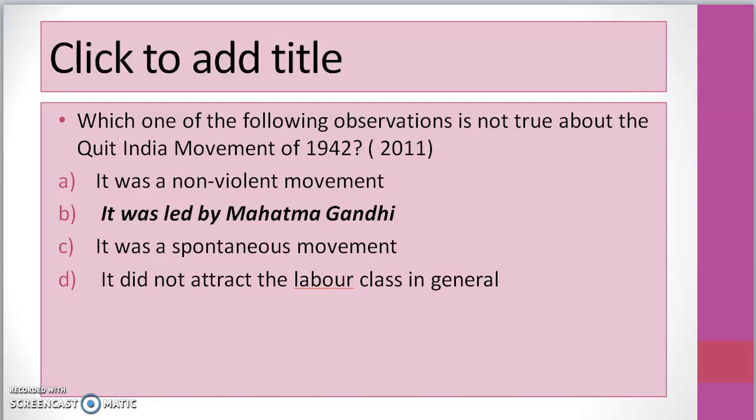A very important point regarding the second phase is the formation of national or parallel governments, and this is very, very important. For example, in Balia, parallel government was formed by Chittu Pandey. In Satara, parallel government or Prati Sarkar was formed by Y.B. Chavan and Nana Patil, and in Tamluk also parallel government was formed in the form of Jatiya Sarkar. So this is the second phase.